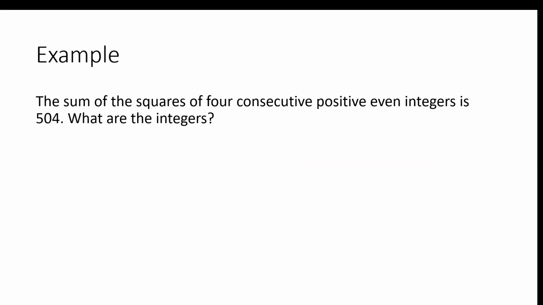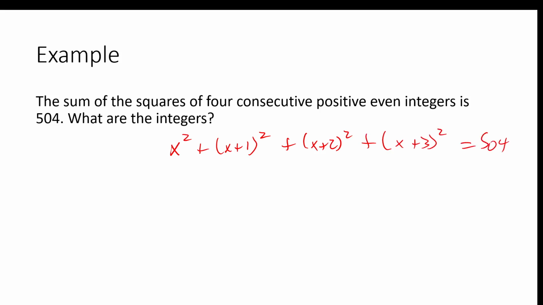Now, what if we say the sum of the squares of four consecutive positive even integers is 504? We want to know what the integers are. Well, you might be tempted to say that just means x squared plus x plus 1 squared plus x plus 2 squared plus x plus 3 squared is 504. And this would be close. I certainly agree with you that what you've got there are four consecutive integers. But we want four consecutive even integers, four consecutive positive even integers.